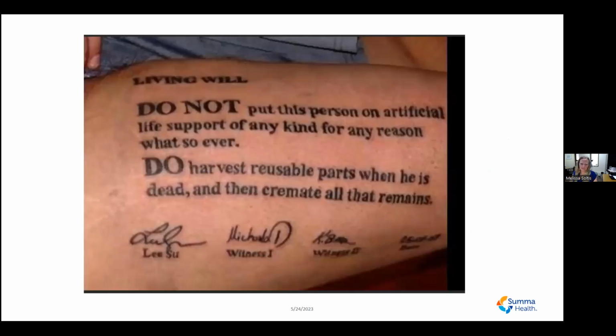And I'm going to share this tattoo with you because I love it. This is a very clearly written express wish. Do not put this person on artificial life support of any kind for any reason whatsoever. And do use the body parts, right? And then cremate all that remains, and of course has the witness signatures also tattooed on.